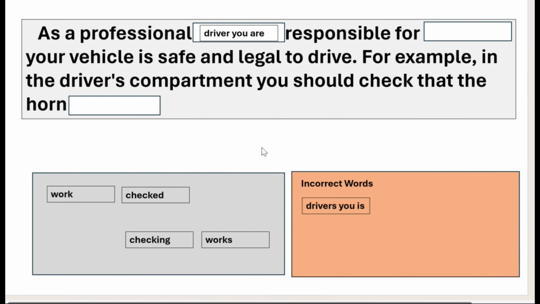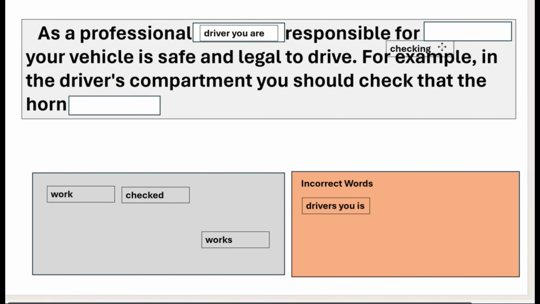Okay, as a professional driver, you are responsible for what? For works your vehicle, or checked your vehicle, or checking your vehicle. So there is a rule you need to know. If there is a preposition, you don't need to know what a preposition is. You just need to know if there is "for" before the word you need to fill in, it has to be a word with ing. So we have here responsible for checked your vehicle. No, responsible for checking your vehicle.